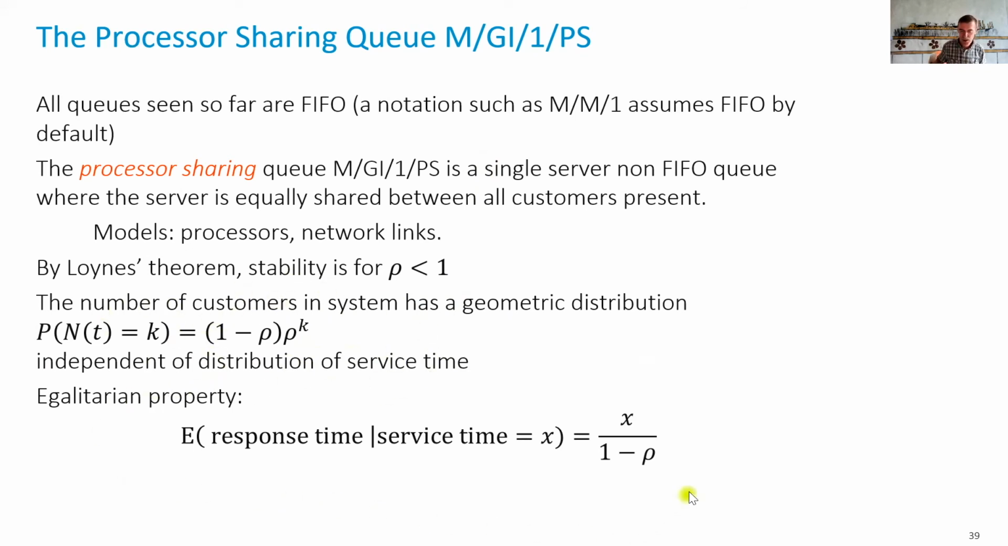Second important result, if we redo this conditional distribution exercise that we did a minute ago, if we ask, what is your expected response time given that your service time requirement is x, then the answer is it's exactly x divided by 1 minus rho.